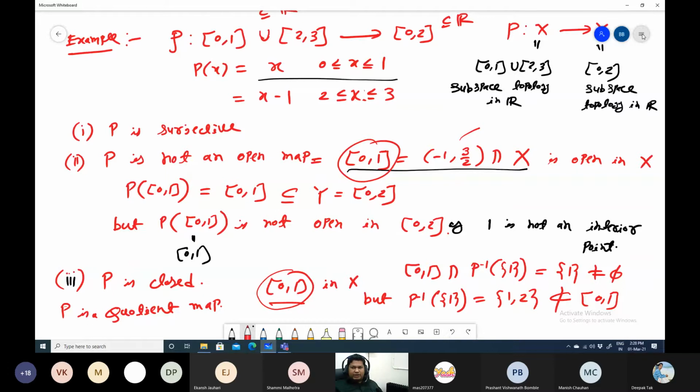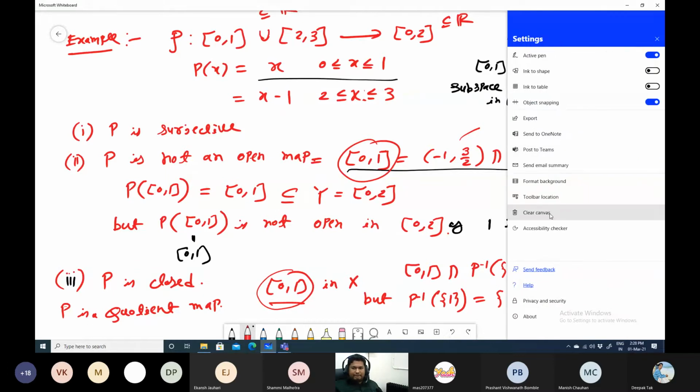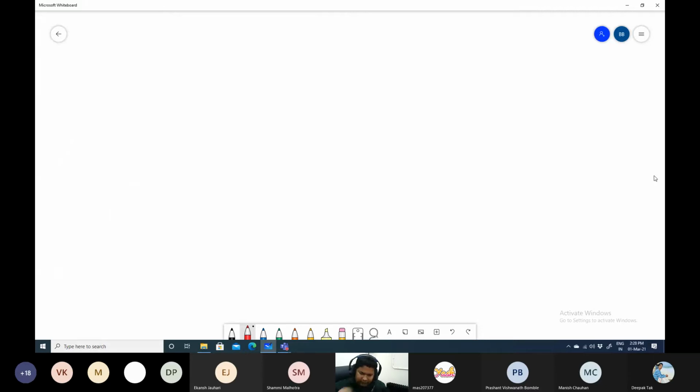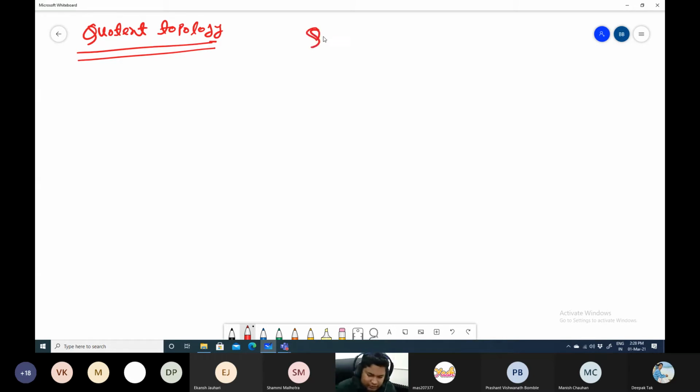Fine, now I hope you all understand what actually a quotient map is. Now we have quotient topology. So quotient map, quotient topology, and quotient space: these three are the same, meaning just corresponding terms. Okay, so I should write: quotient map, quotient space, and quotient topology.